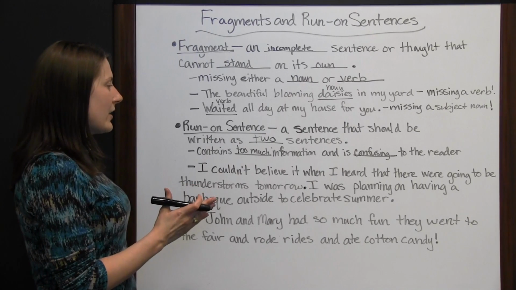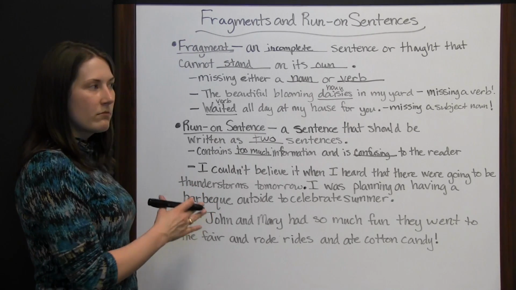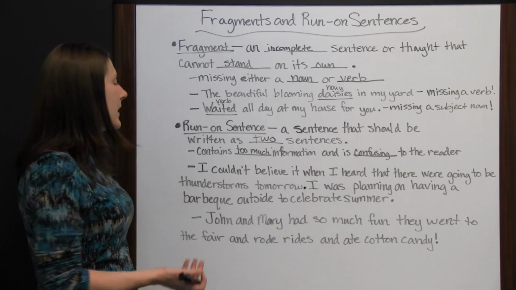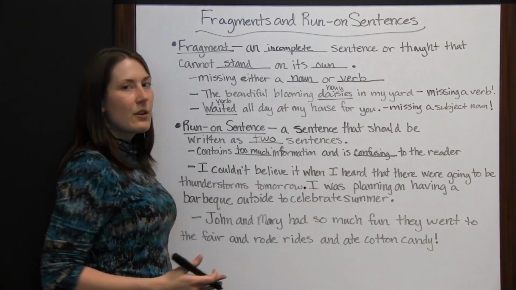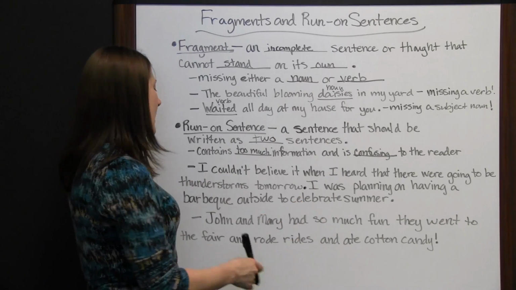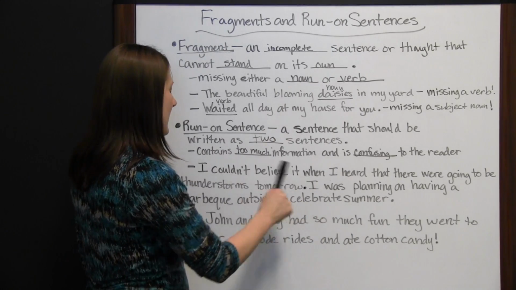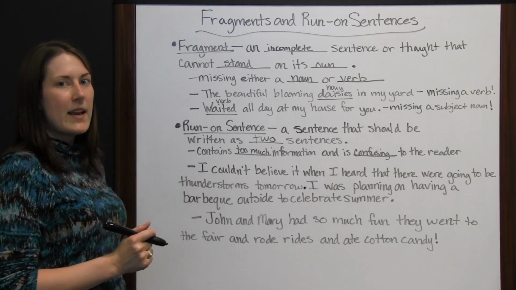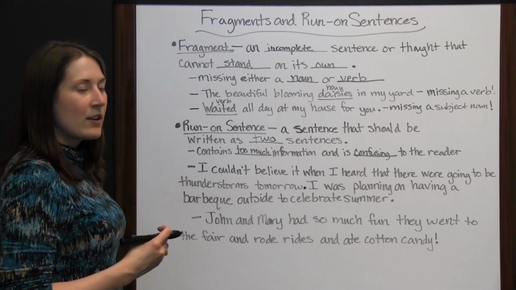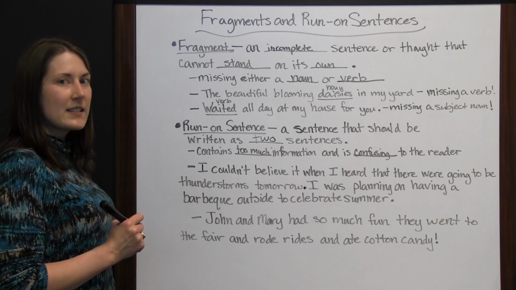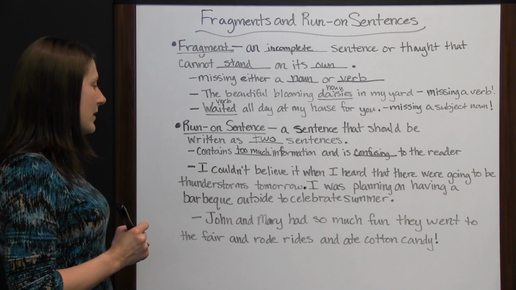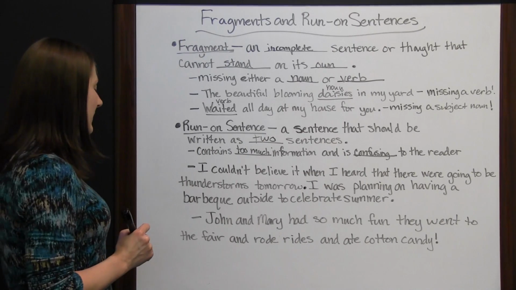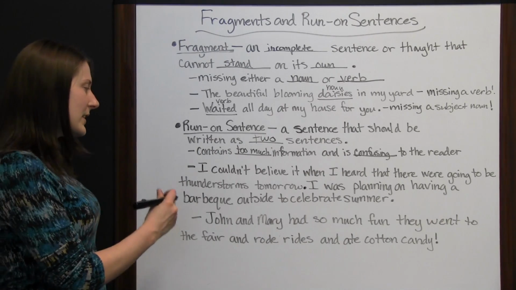I couldn't believe it when I heard that there were going to be thunderstorms tomorrow. I was planning on having a barbecue outside to celebrate summer. So now, it's not so confusing. It doesn't just run on and on and on. We didn't have so many subjects and so many verbs in one sentence. Now we've separated it out and made it easier for the reader to understand right away. Let's look at our next example. John and Mary had so much fun they went to the fair and rode rides and ate cotton candy. Now this one, we need to find where we need to split it up.